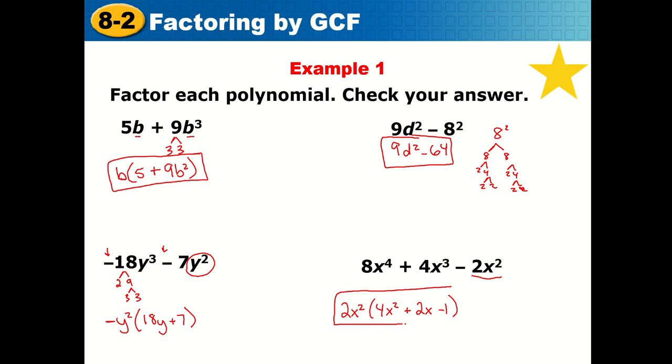And again, if you want, go ahead and check your answer here. Do the distributive property: 2 times 4 would be 8, and x squared times x squared would be x to the 4th, and then this would be plus 4x cubed minus 2x squared. So we check, we got the right answer by factoring.